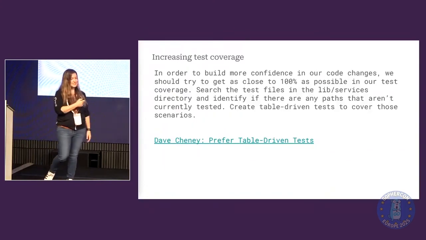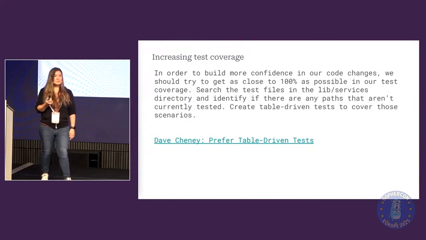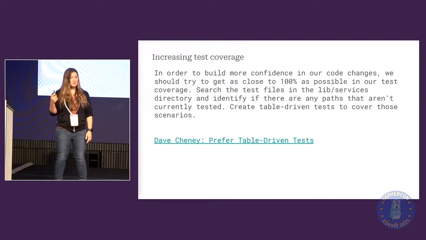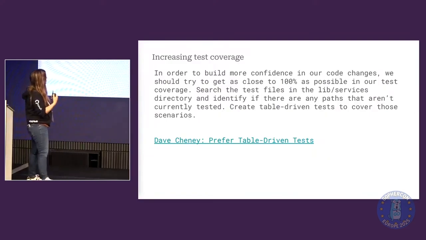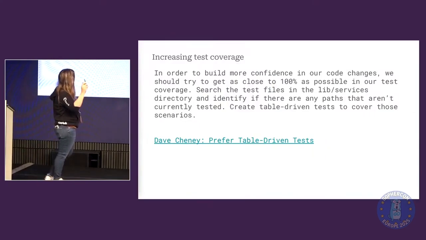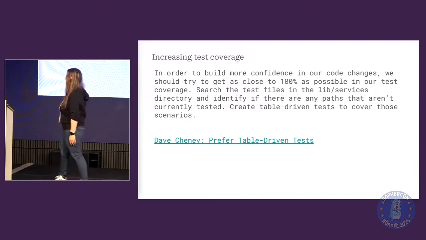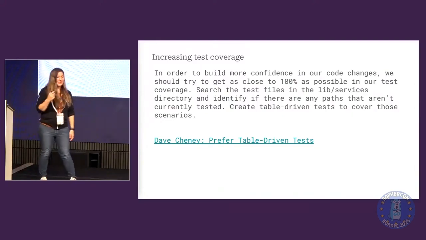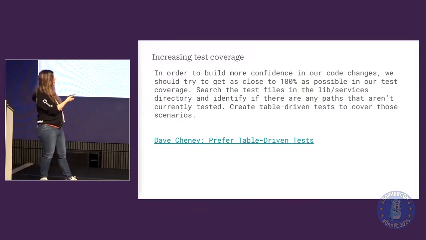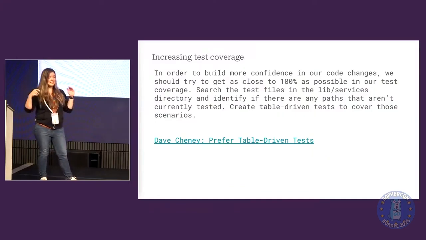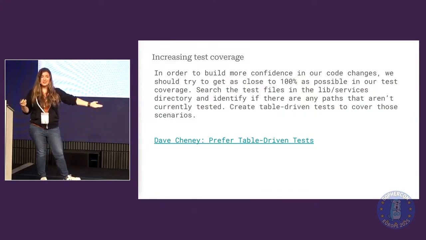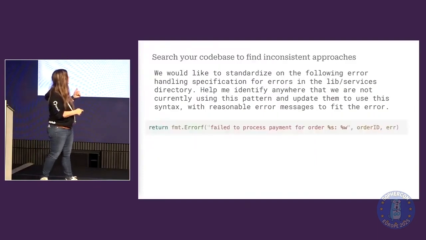So, increasing test coverage. This is the prompt that we used. In order to build more confidence in our code changes, we should try to get as close to 100% as possible in our test coverage. Search the test files in the lib services directory, and identify if there are any paths that aren't currently tested. Create table-driven tests to cover those scenarios. And you copy and paste a reference to what you mean by table-driven tests, written by somebody in this room. Note that I'm specifying a specific folder so that it doesn't go crazy, and that makes a huge difference. You can also add additional context with articles if you want to have more information on how to do it.